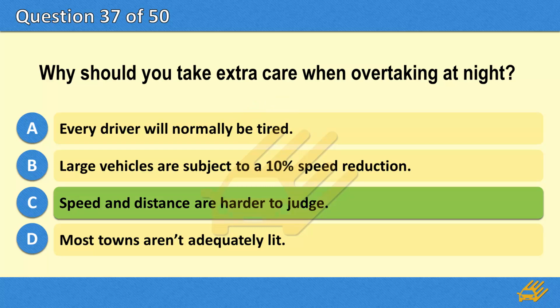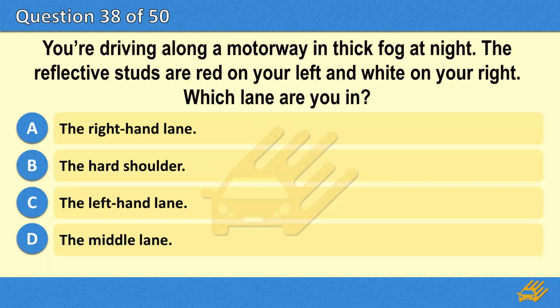The correct answer is C. Speed and distance are harder to judge. You're driving along a motorway in thick fog at night. The reflective studs are red on your left and white on your right. Which lane are you in? A. The right-hand lane. B. The hard shoulder. C. The left-hand lane. D. The middle lane.